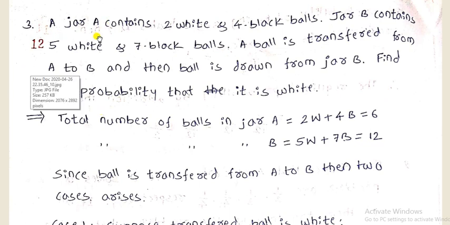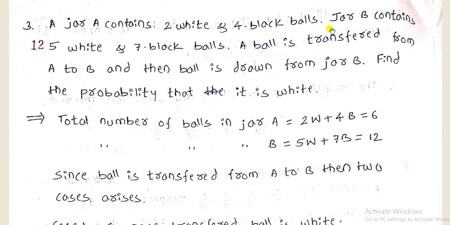Third example. Jar A contains 2 white and 4 black balls. Jar B contains 5 white and 7 black balls. A ball is transferred from jar A to jar B, and then a ball is drawn from jar B. Find the probability that it is a white ball.